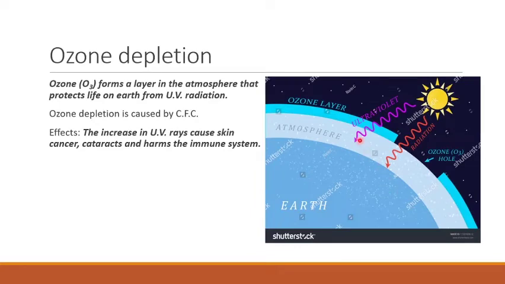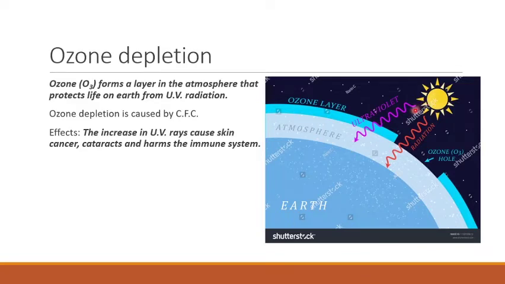The second effect resulting from air pollution is ozone depletion. We said that around the Earth we have the atmosphere which traps the heat we receive from the sun. Above the atmosphere we have the ozone layer. The ozone layer is formed of ozone gas, which is O3. Its role is to stop ultraviolet rays coming from the sun from reaching the surface of the Earth.